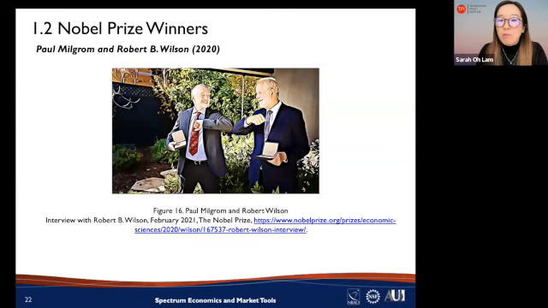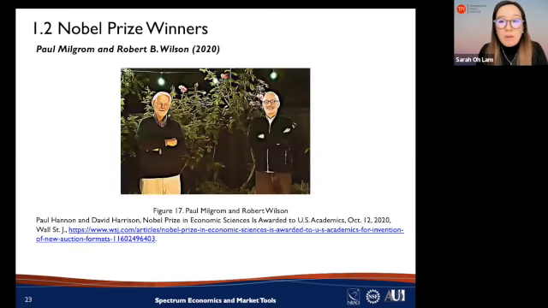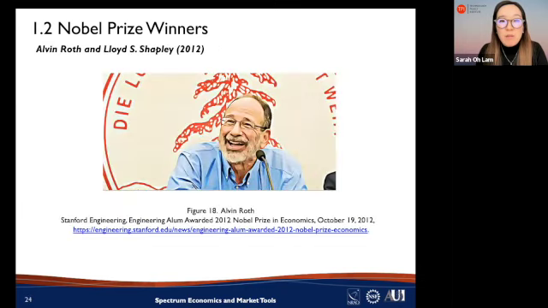Paul Milgrom and Robert Wilson are experts in auction theory, and their work in determining how bidders strategically use their auction bids helped influence the FCC in deciding to run these auctions. They've done work on combinatorial auctions and other sophisticated dynamics. And here's another picture of them. Another set of Nobel Prize winners are Alvin Roth and Lloyd Shapley, also at Stanford.